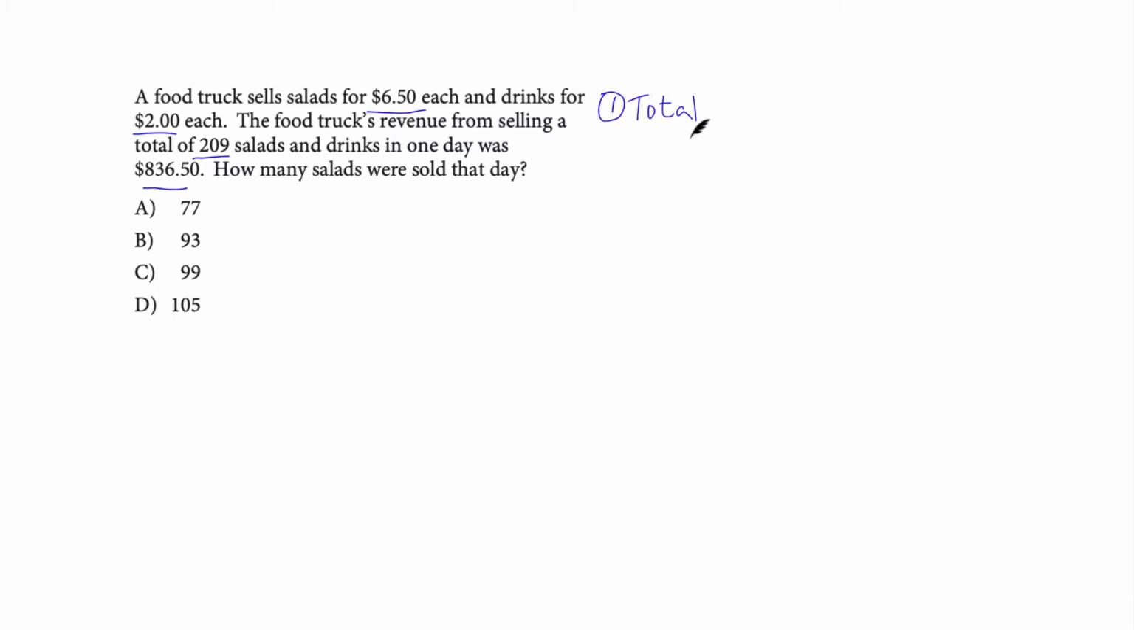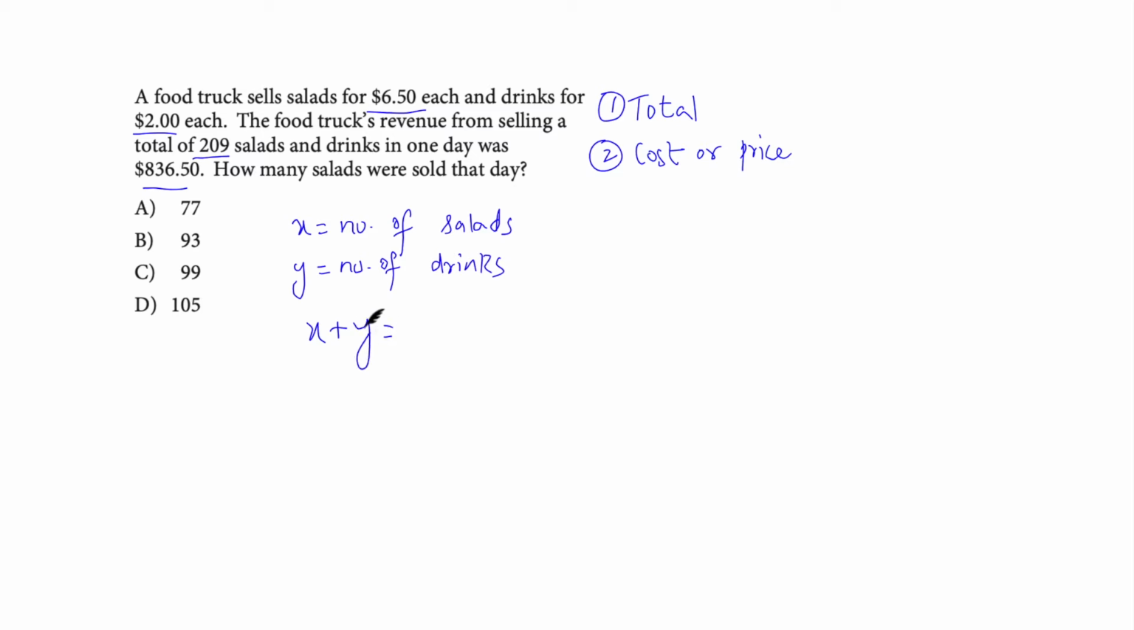It's not a rule, but I've seen so many of these questions that I know what the examiner does. And the second equation will be of the cost or the price or any other variable that's there. Let me explain this. Let's say X equals the number of salads sold, that's our variable, and Y equals the number of drinks sold. So X plus Y equals the total amount, that is 209 salads and drinks were sold.